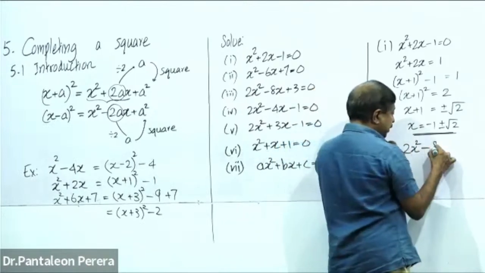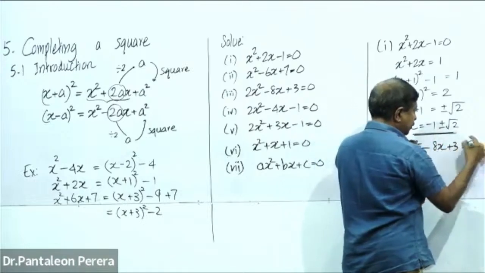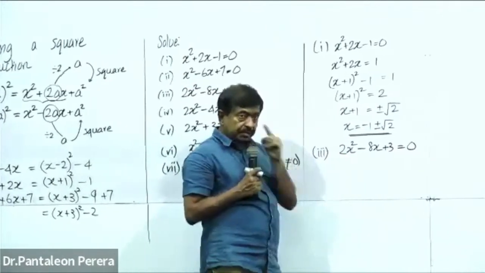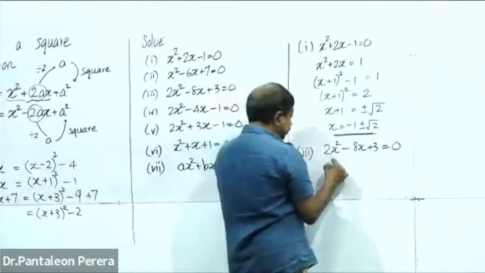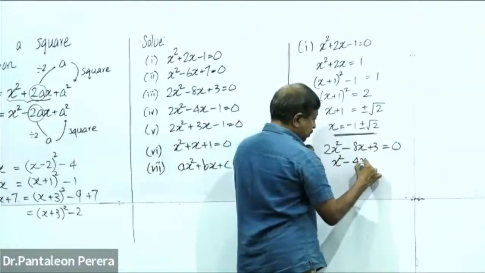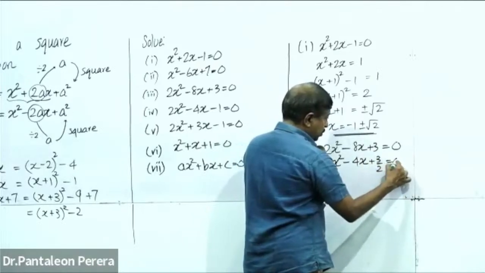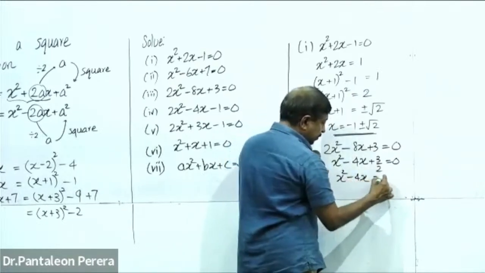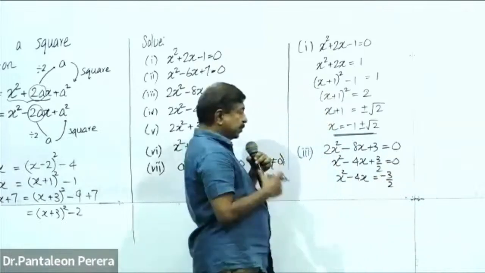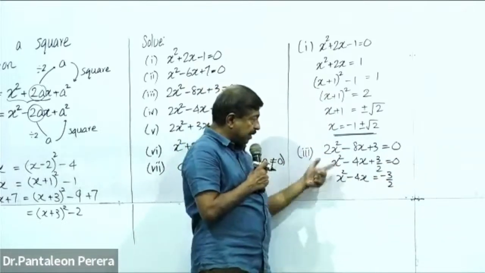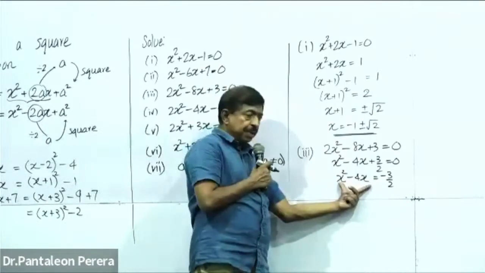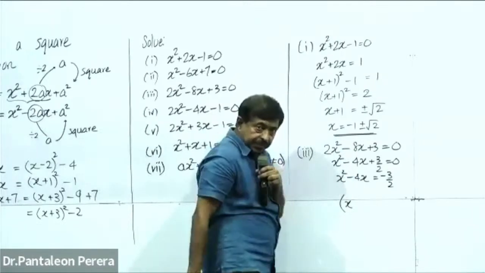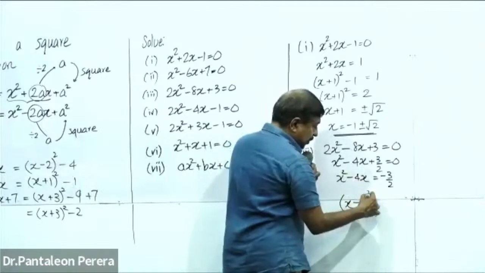2x squared minus 8x plus 3. Here, to complete a square, the coefficient of x squared should be 1. Now it's 2, so you divide it by 2. Now we are fine. Take that to the other side. You could have done everything in one line, but for the sake of clarity, I do one step at a time. Now complete a square. How do you do that? Write the square root of this guy. It is x. Divide this number by 2. Raise it to its square.